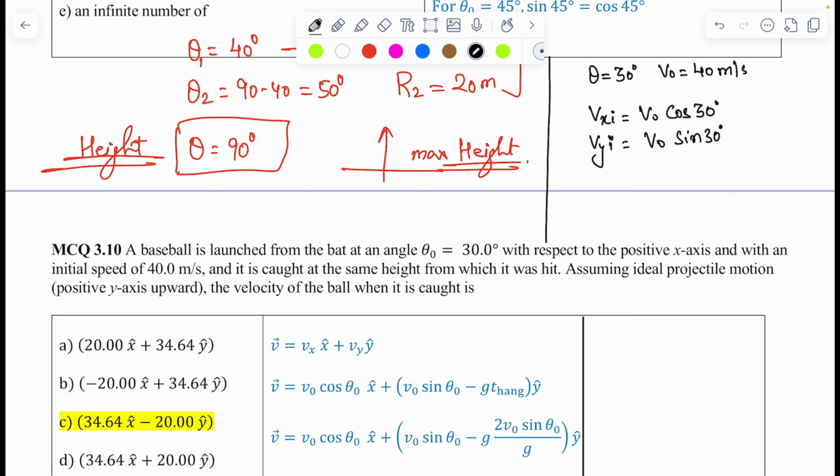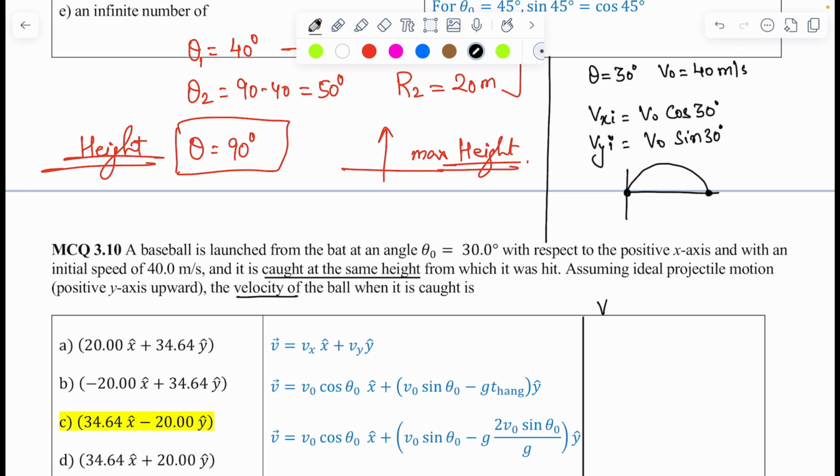This is easy, and it is caught at the same height. This is the keyword from the question. Let's say this is the projectile. I throw it from somewhere else and it will be caught at the same height. Clear? Okay. Assuming ideal projectile motion, positive y is upward, find the velocity of the ball when it is caught. Just focus on the same statement which I told you.